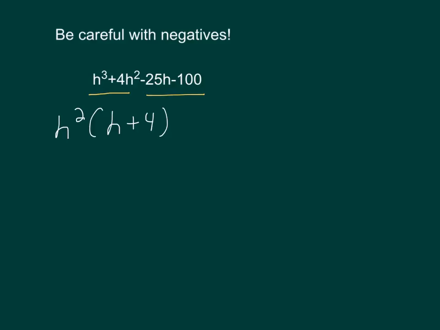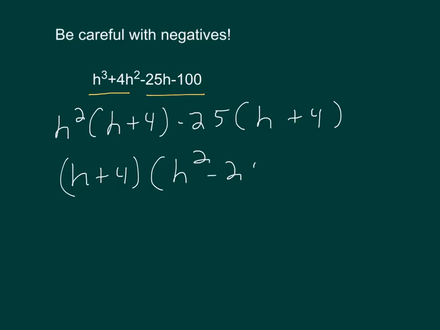So I think, how do I transform negative 25h into h? Well, I'd have to take out of that a negative 25. And that's going to leave the h there. I just have to make sure that this is actually going to work, because if I take out a negative 25, I'm also taking a negative 25 out of negative 100. That's what allows it to become plus 4. And so I have h squared times h plus 4 minus 25 times h plus 4. At this point I have a common binomial factor of h plus 4. And so then that's going to leave me with h squared minus 25.